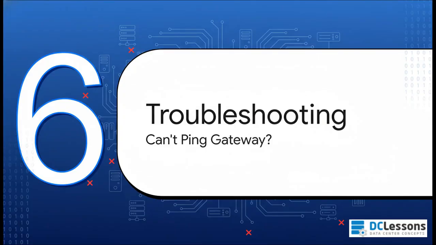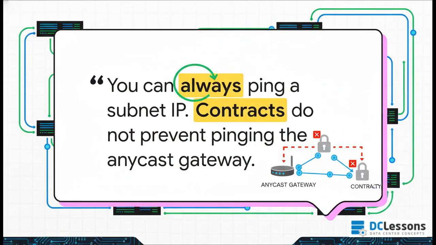Let's wrap things up with a super common troubleshooting scenario. A user calls you up, and they say their host can't ping its default gateway. In a big fabric like ACI, where do you even start looking? This right here is a critical troubleshooting fact that you need to burn into your brain. In ACI, you should always be able to ping the gateway for a subnet, period.